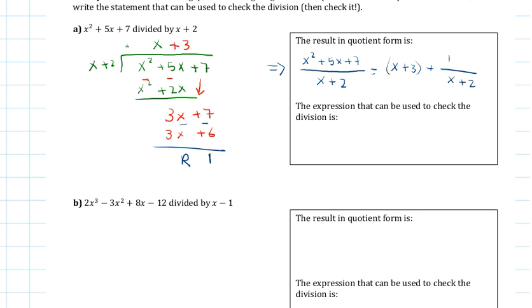The expression that can be used to check the division, you can write it as the dividend is equal to the divisor times the quotient plus the remainder.